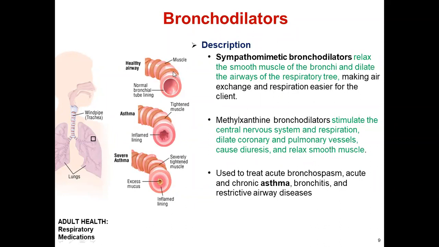The smooth muscle is the outer layer. When this muscle is constricted, not dilated, the airway passages will be constricted like in asthma. Not only is the muscle constricted, inflammation occurs, secretion increases, and the pathway gets narrower and narrower. Excess mucus, inflamed and constricted. So our medication can reduce the secretion, reduce the inflammation, and cause bronchodilation. It is used to treat acute bronchospasm, acute or chronic bronchial asthma, bronchitis, or any other restrictive airway disease like COPD.